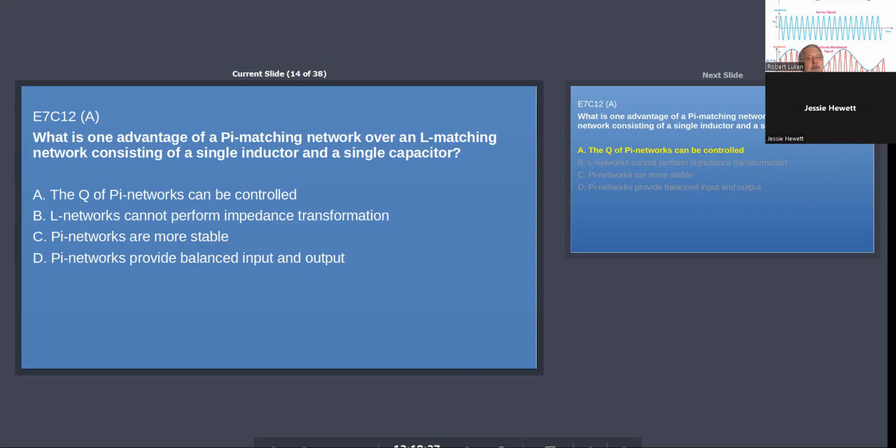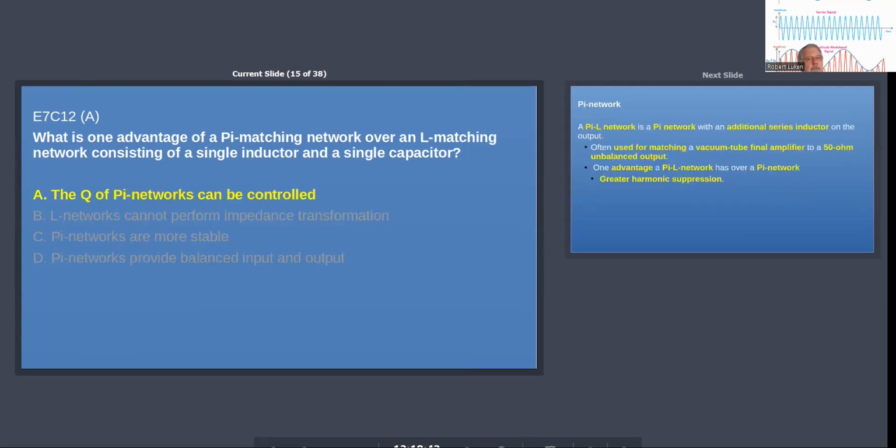What is one advantage of a pi matching network over an L matching network? You said the Q. That's the big advantage. Because you can do a matching network as an L, but you can't control the Q.